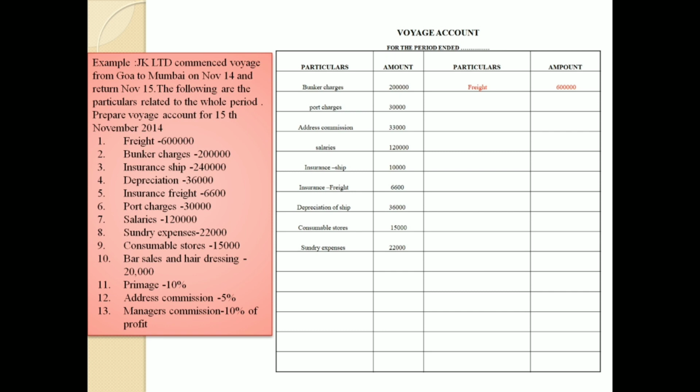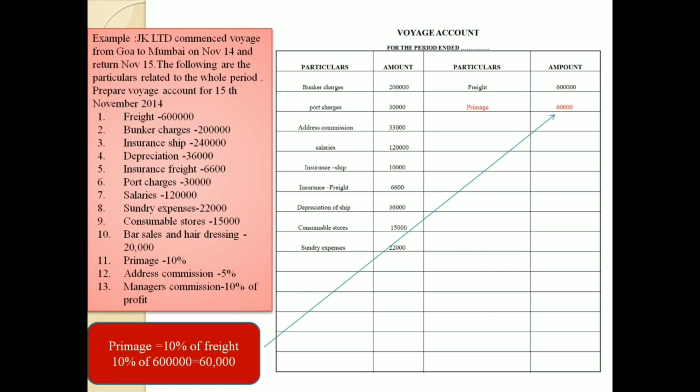And in credit side, there will be some sort of incomes, and the first major source of income is 6 lakh rupees income from freight. And primage, of course, already we calculated the percent, that is 10% of freight value, 10% of 6 lakh, that is equal to 60,000. So you take the primage as 60,000.